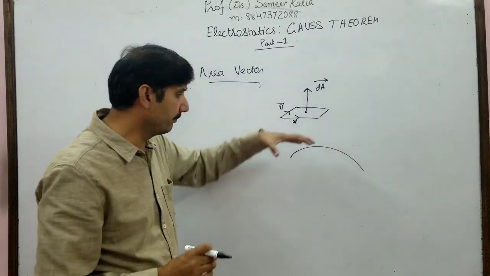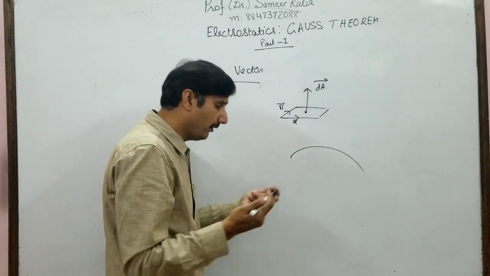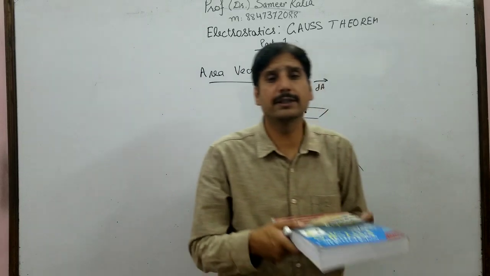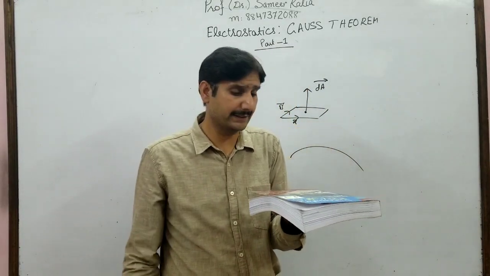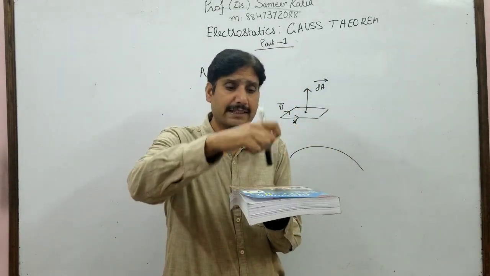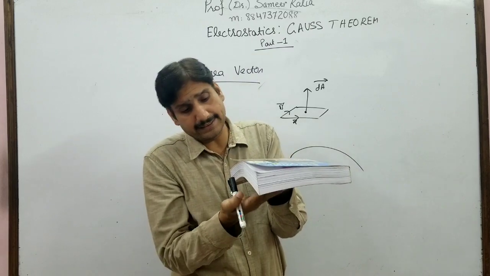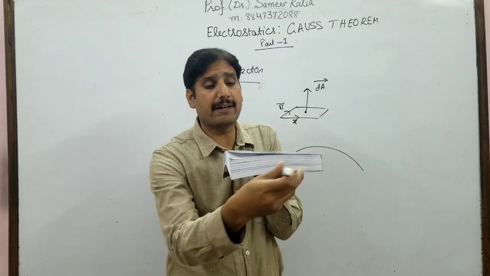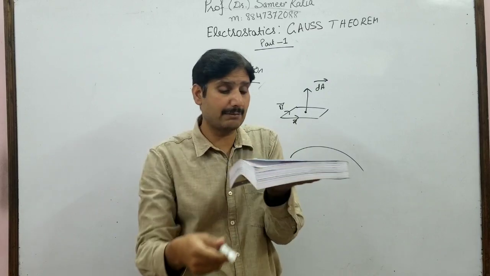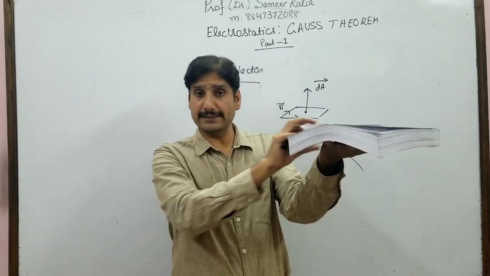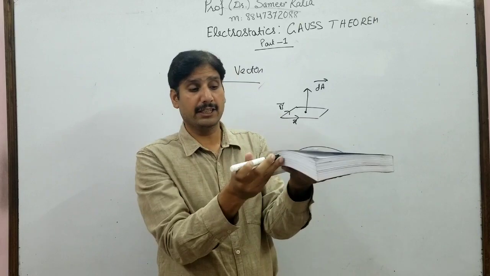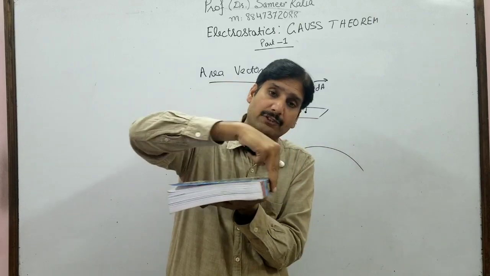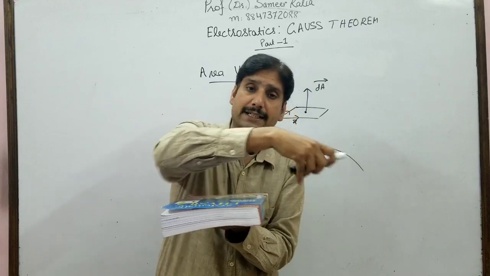Consider an inverted bulb, or for that matter, take for example this book. What about its area vectors? If I consider this surface, the area vector is upwards, but if I consider this one, the area vector is downwards. For this surface, the area vector points outwards towards the camera. For this surface, the area vector points towards me. For this surface, the area vector points in this direction, and for this surface, in this direction.